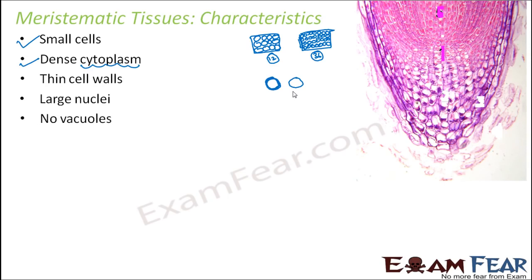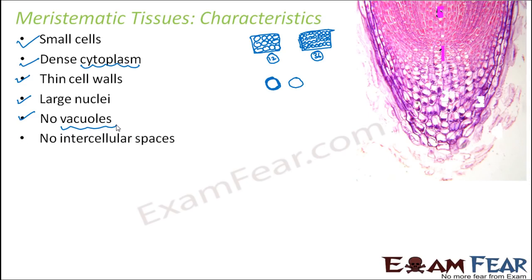No vacuoles. Why are vacuoles not present? Just think for a while. What is the role of vacuoles? Vacuoles are cell organelles which are used for storage of food. But here the function of meristematic tissue is cell division and not food storage. Therefore, vacuoles are not really needed.